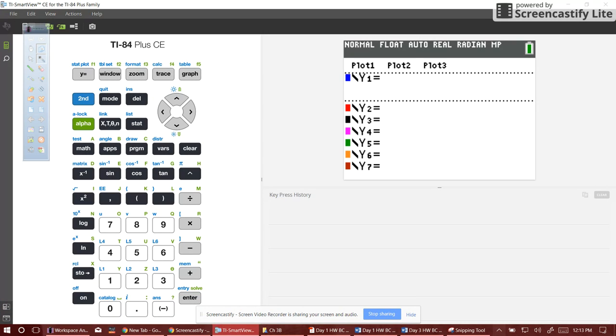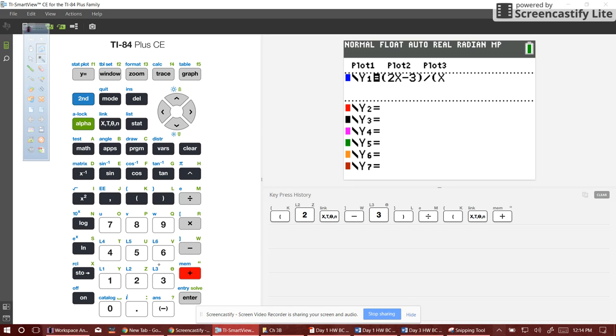So I'm going to bring my calculator up and I'm going to go to my y equals and I'm going to type in parenthesis 2x minus 3 divided by parenthesis x plus 1, close the parenthesis. So I've got the keystrokes there showing, so if you need to pause the video and see what I typed in and you want to practice, please feel free to pause the video and type that in.